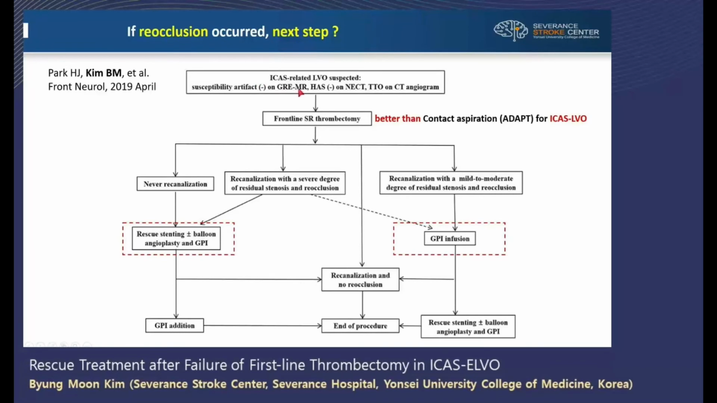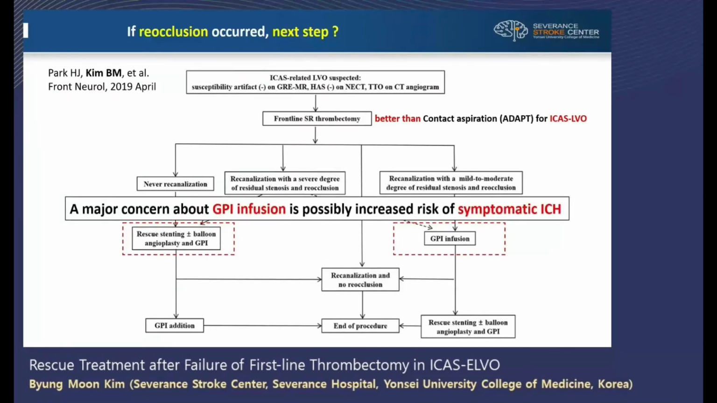For ICAS LVO is suspected, first-time stent retriever thrombectomy is recommended, better than contact aspiration, as mentioned in the immediately previous lecture. This flow chart shows the next step if reocclusion happened. As you can see, GPI infusion is recommended regardless of use of rescue stenting. A major concern about GPI infusion is possibly increased risk of symptomatic intracranial hemorrhage.